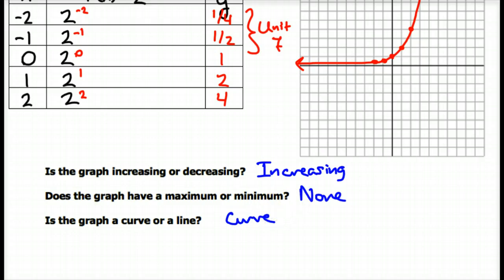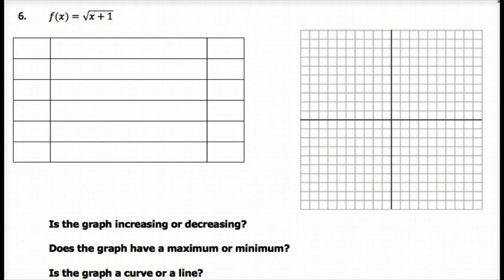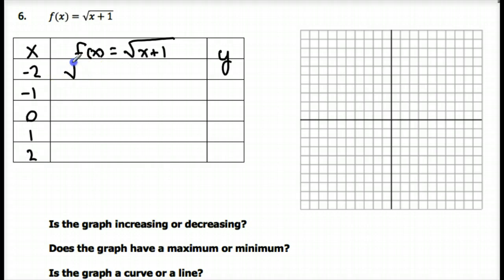Okay, and then finally for example 6, we have f of x equals the square root of x plus 1. So again, choosing the same x values we've been using every single example. I'm going to be plugging in my x value. I'm going to be taking it plus 1, and then I'm going to be taking the square root of whatever number I get from there.